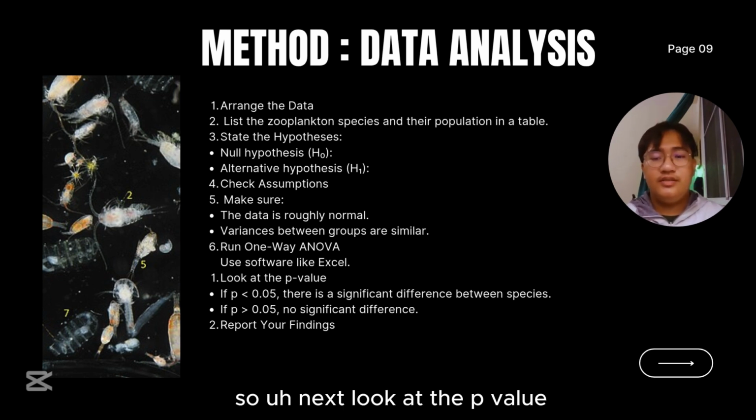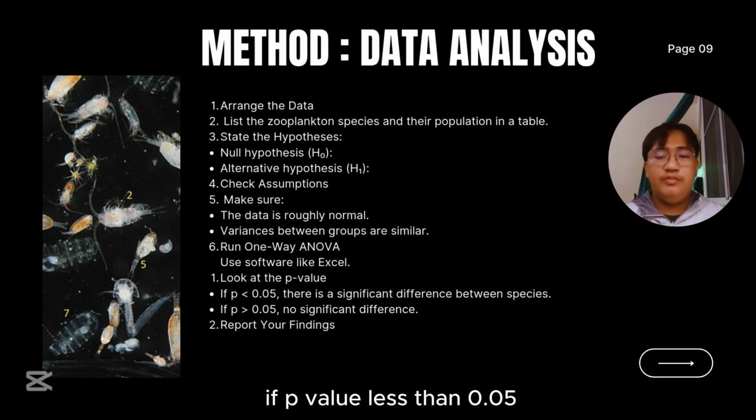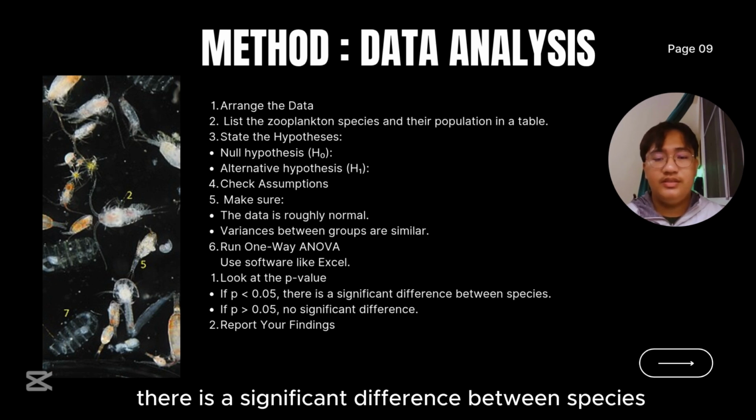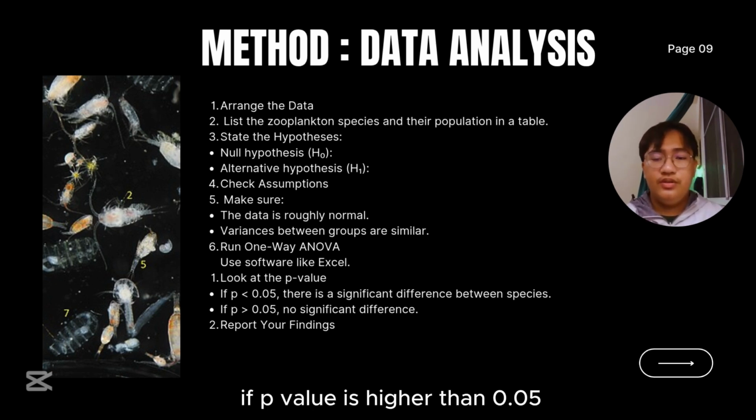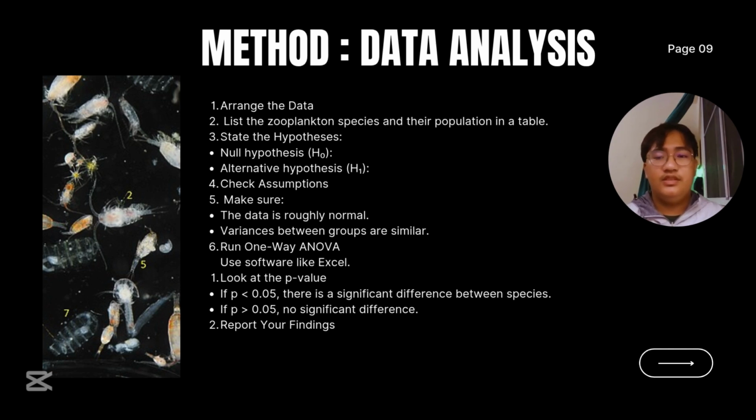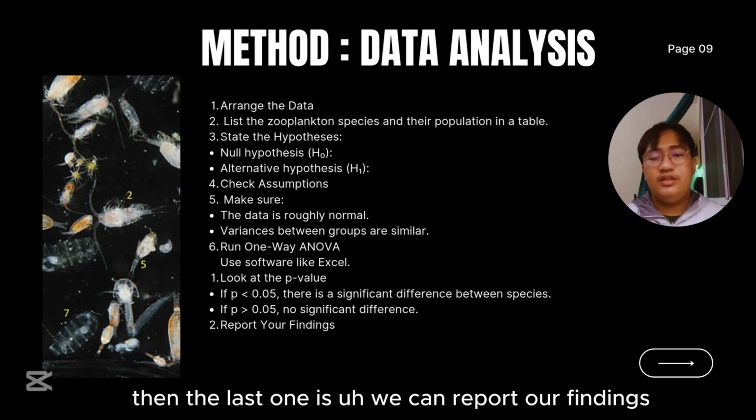So next, look at the p-value. If the p-value is less than 0.05, there is a significant difference between species. If the p-value is higher than 0.05, there is no significant difference. Then the last one is we can report our findings.